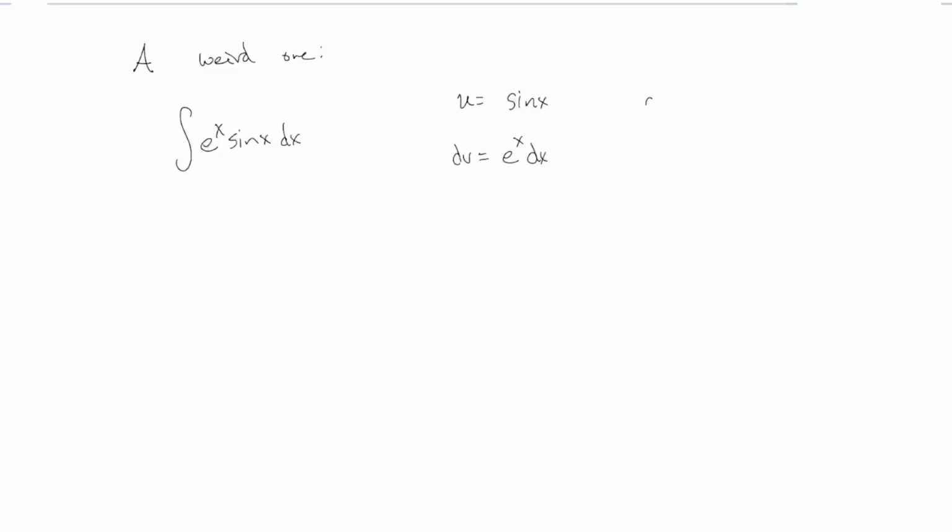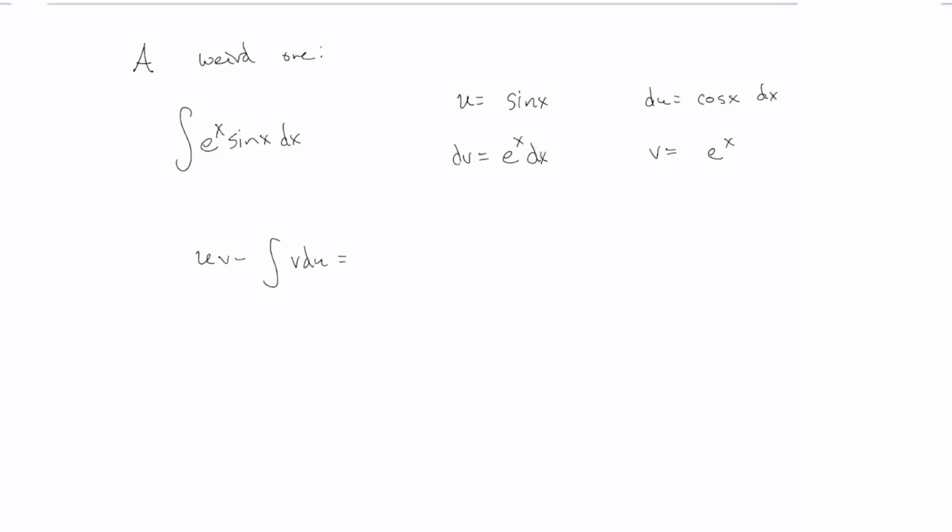All right, so somebody say, what's the du? Cosine x, yes. Thank you for the shout out. And then the v, that'll just be e to the x. I should put the dx inside the du. And the v is e to the x. Okay, so do my parts here. uv minus integral v du.